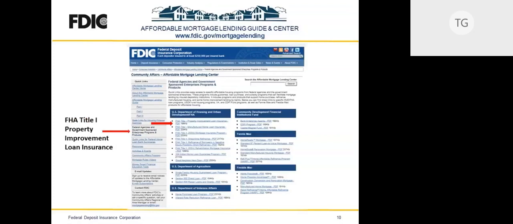The second quick link that I would like to highlight is noted by the red arrows, as it provides easy access to specific affordable housing programs from federal agencies and government-sponsored enterprises. It includes programs and products that support home purchase, refinance, manufactured housing, and some home improvement lending by banks. Below you can find direct links to specific products for affordable housing.